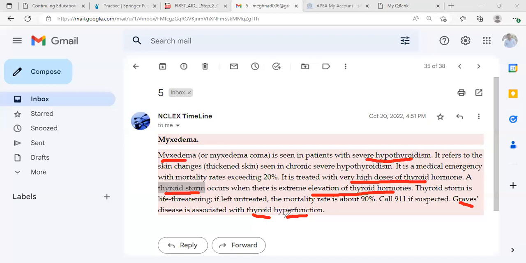Make it easy again. Hypothyroidism complication, myxedema or myxedema coma. Hyperthyroidism complication is thyroid storm. Both are medical emergencies.